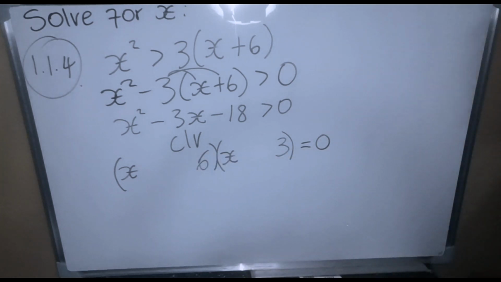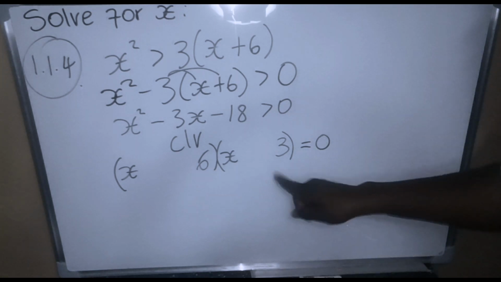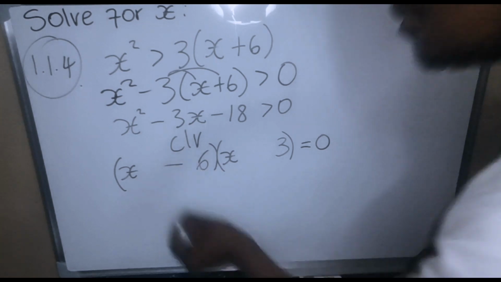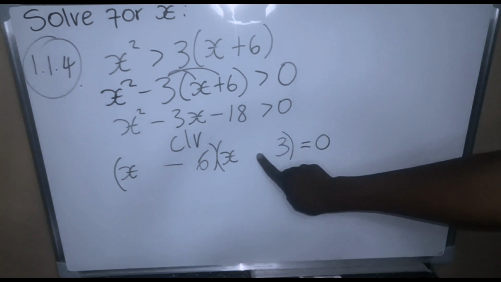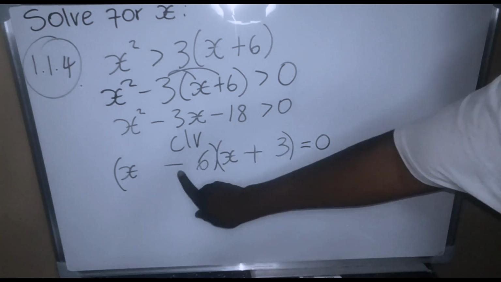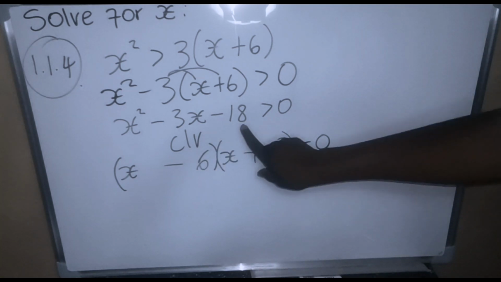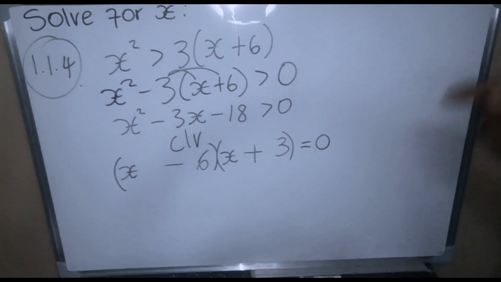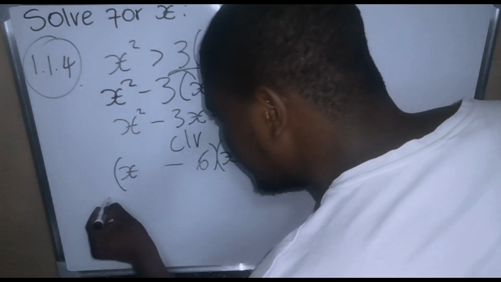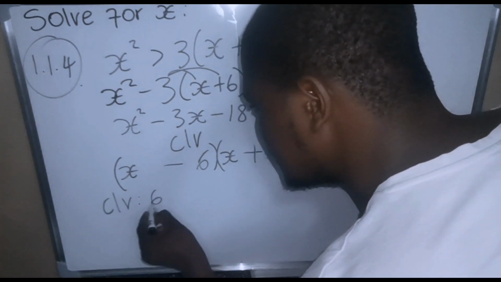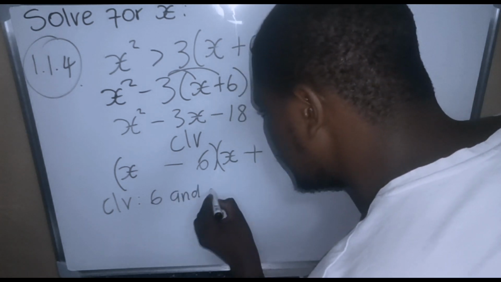In terms of the sign, the bigger number takes the sign of the middle term. Between 6 and 3, which one is big? It is 6. That means we're going to sign negative 3, which is my negative. Then for us to find the sign for this part, I'm going to say negative divided by negative is positive. Because negative 6 times positive 3 is negative 18. Negative 6 plus 3 is negative 3. That's how you find the answer. Therefore, our critical values here are 6 and negative 3.